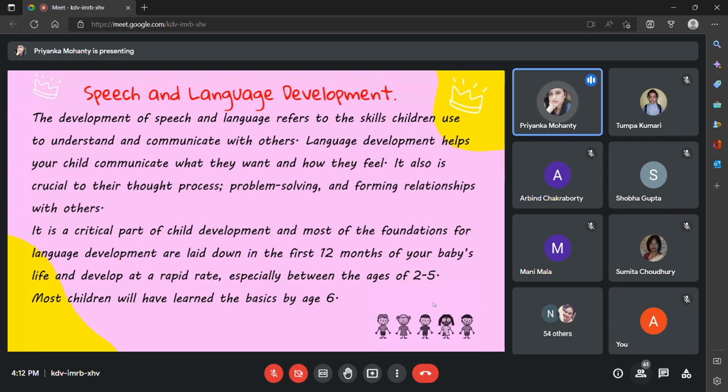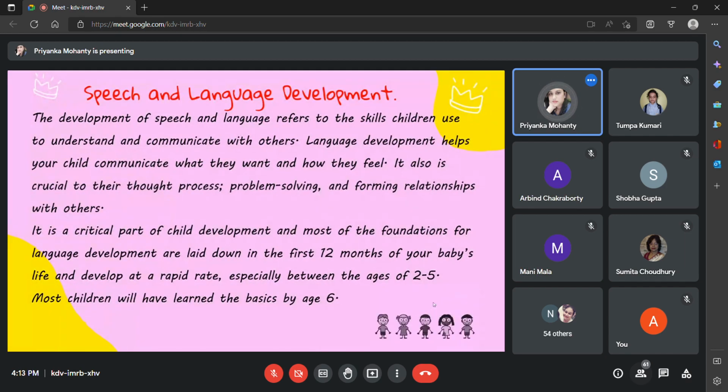Okay, the next is speech and language development. The development of speech and language refers to the skills children use to understand and communicate with others. Language development helps your child communicate what they want and how they feel. It also relates to thought process, problem solving, and relating with others. It is a crucial part of child development, and most of the foundation for language development is laid down in the first 12 months of the baby's life and develops at a rapid rate, especially between the ages of 2 to 5. Most children will have learned the basics by the age of 6.